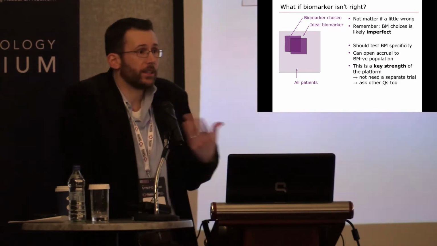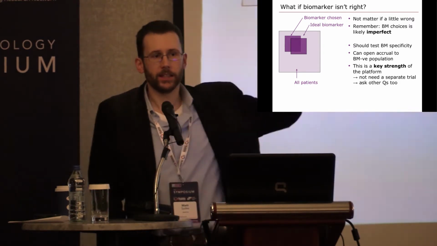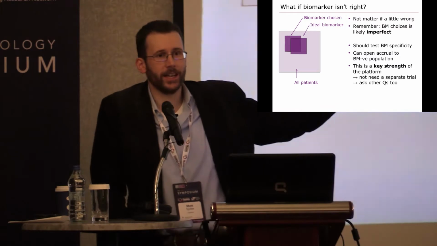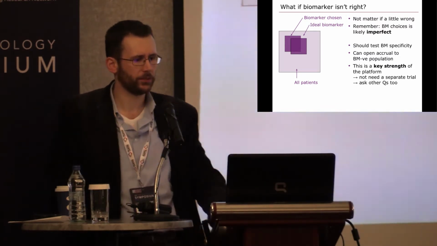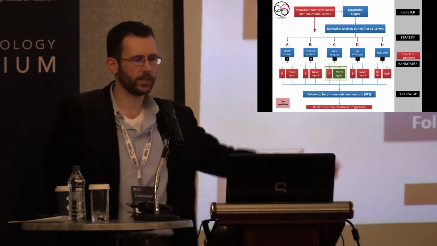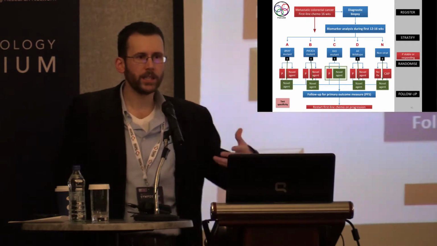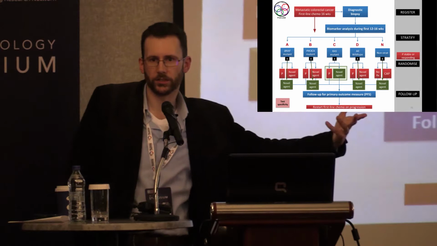We need to test the specificity of the biomarker. We may see something works in a population, in that subgroup population, but it may just turn out you've just got a damn good drug and it could have worked for everybody. You need to test the specificity of the biomarker so you can open out a question. Let's say something looks interesting here in group C, well then you can open out a little question for each of the other groups too and see whether there's something going on.